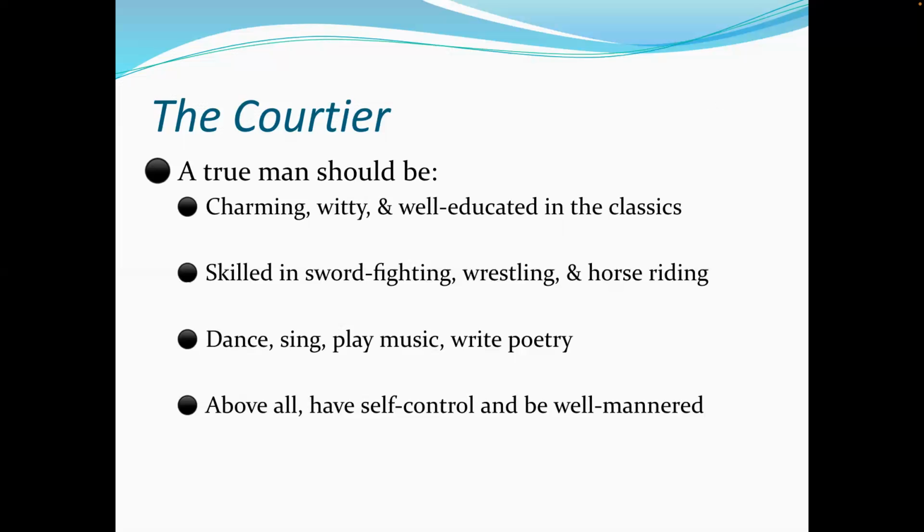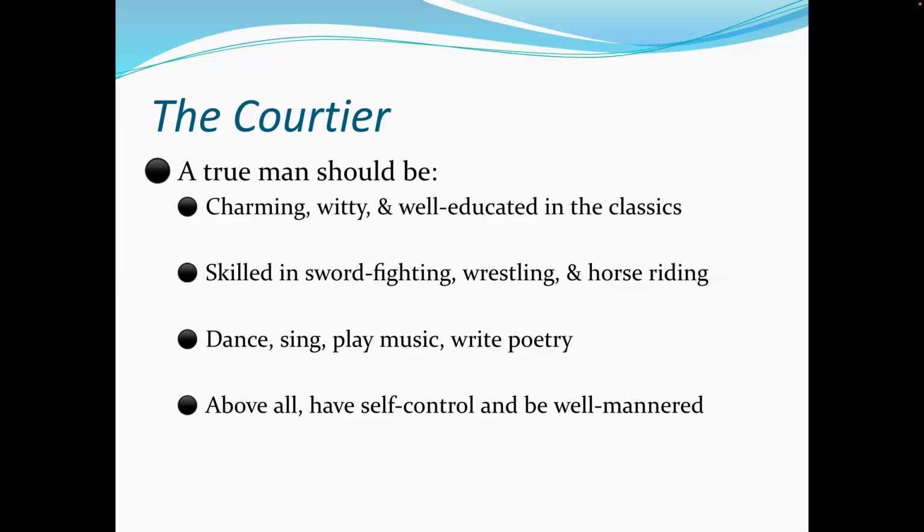You need to have some sort of understanding of the world, understanding of the history of your society, of your community. And it's important to have this charm to you, this elegance. You just can't go walking around sloppy like a bum or anything like that. Skill in sword fighting, wrestling, and horse riding. So at the time, these are athletic feats. It's important to become somewhat of a person that cares about their physical appearance.